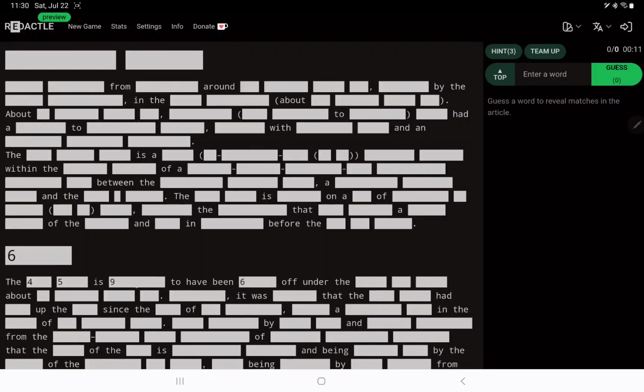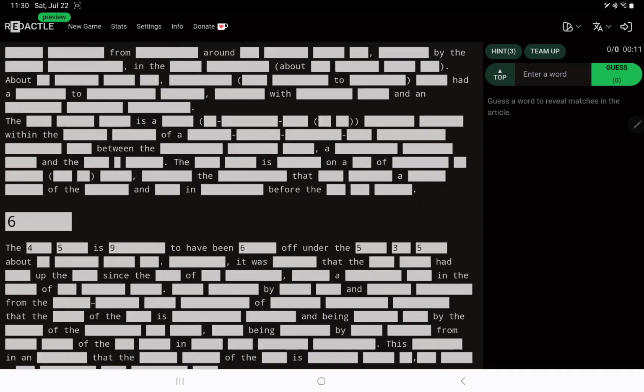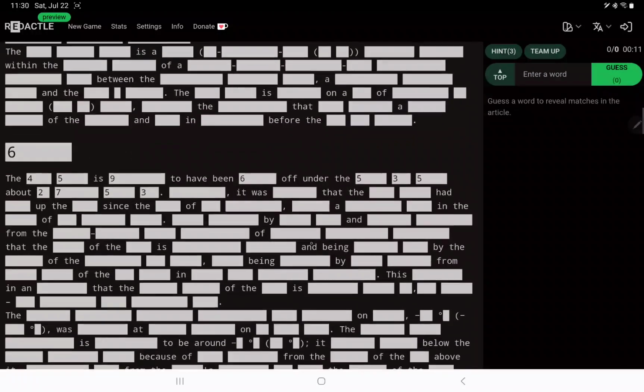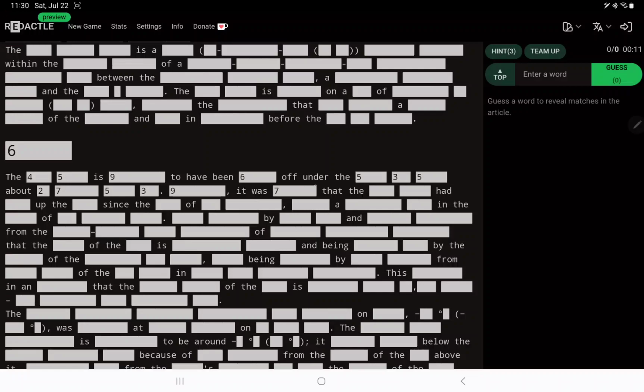The 4-5 is something to have been turned off under the 5-3-5. To have been something off. Therefore, it was thought that the 4-5 had something up the 4 since the time of something.